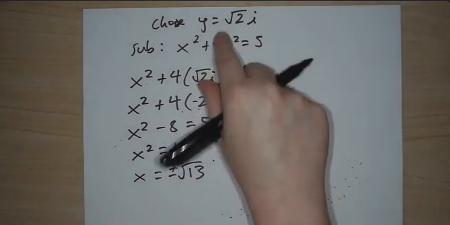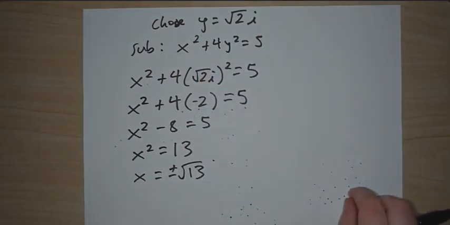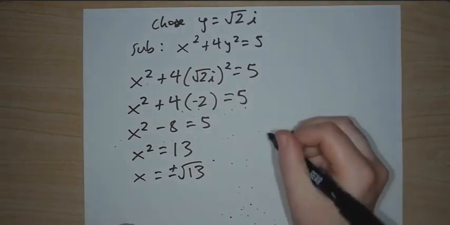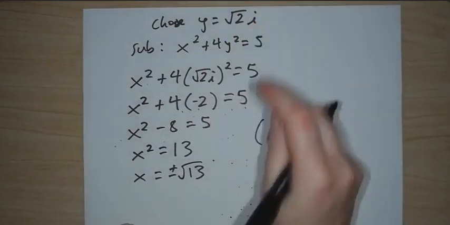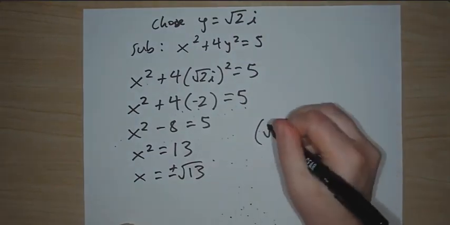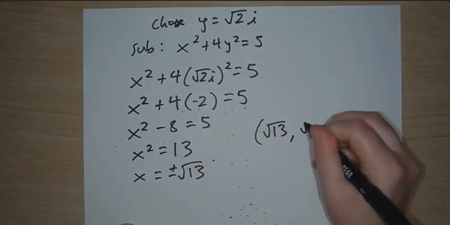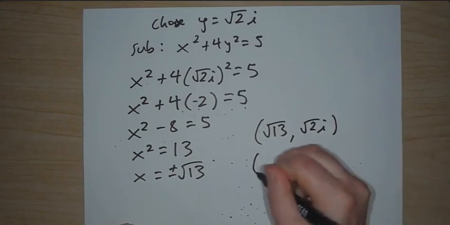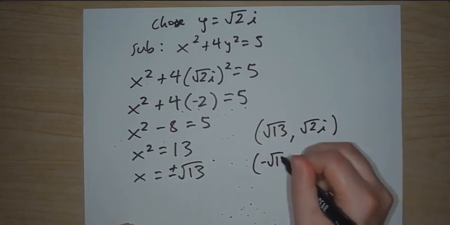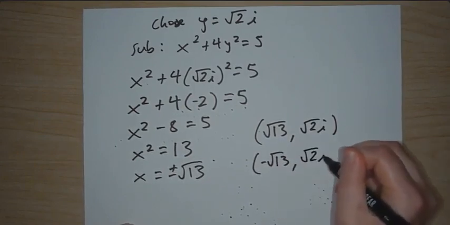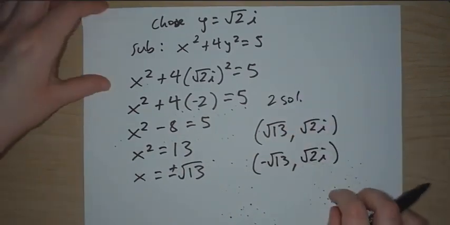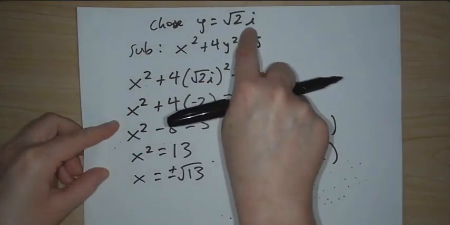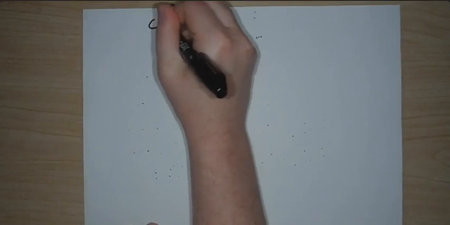So we notice that from this alone, we have two possible solutions where y is positive. For positive square root of 2i, we have the positive square root of 13 and square root of 2i. And we also have negative square root of 13 and square root of 2i. So there's two solutions here. But remember, we also have a whole other y to deal with where this is negative. So we're going to do that one now.